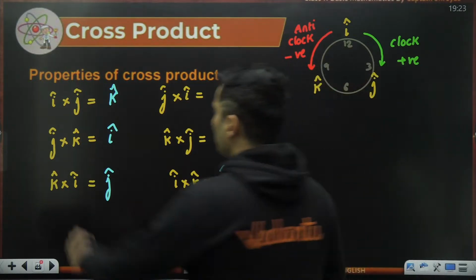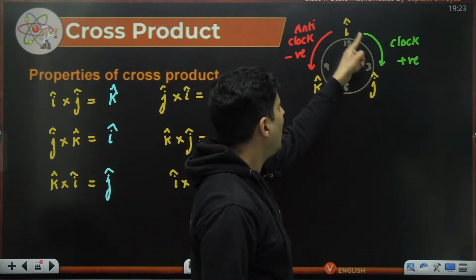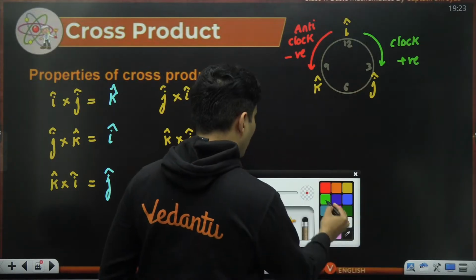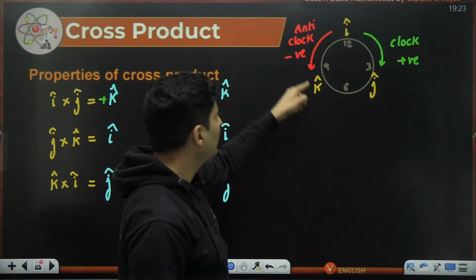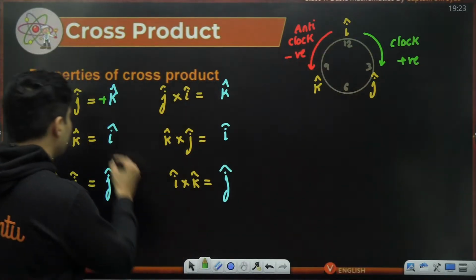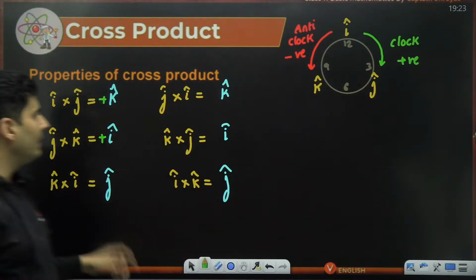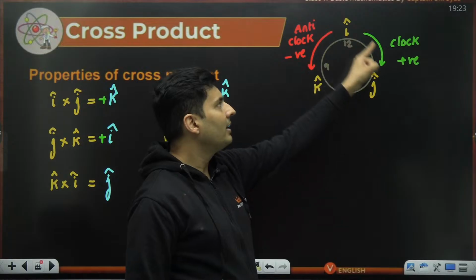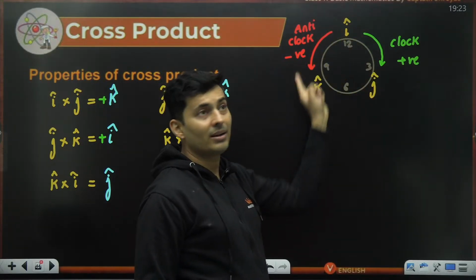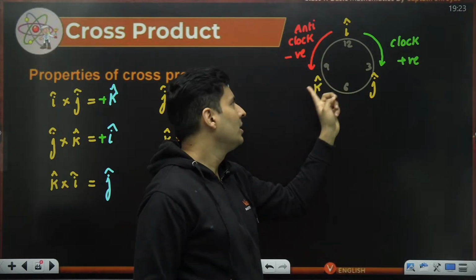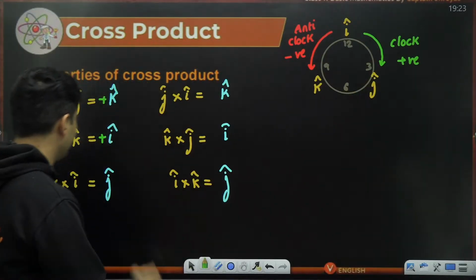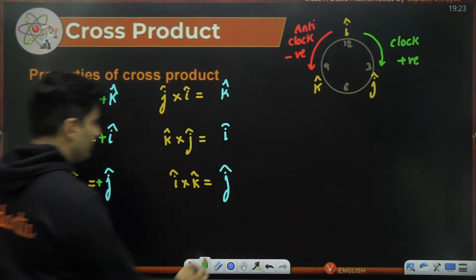Simple. For example, I into J. I into J is clockwise, so 100% it will be positive. J into K is also clockwise, so the answer will be positive. K into I, from K I'm going to I. Go closest. Don't say, sir, K to I can go like this also. No, go closest. So K into I, I'm going clockwise, so that is also positive.